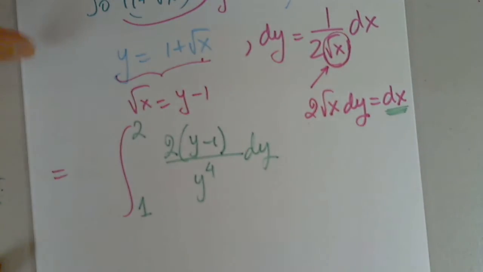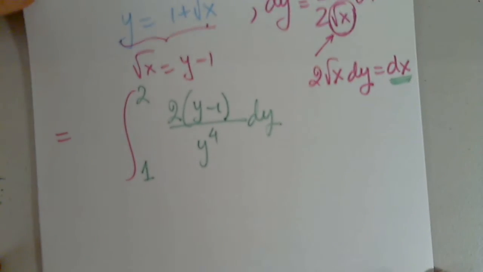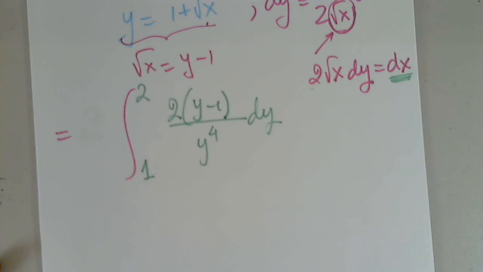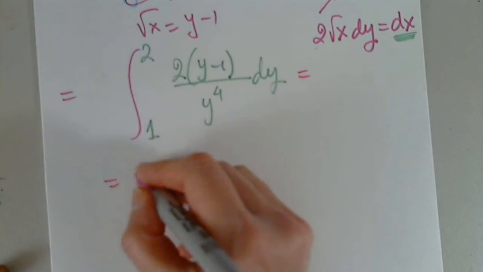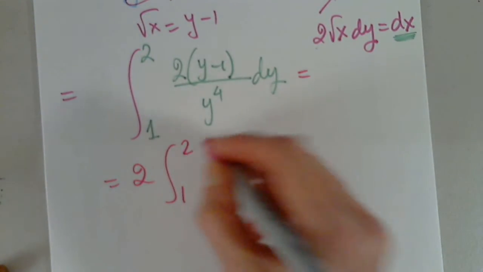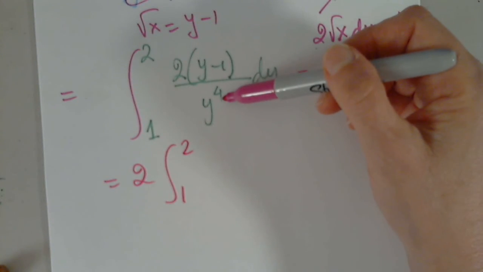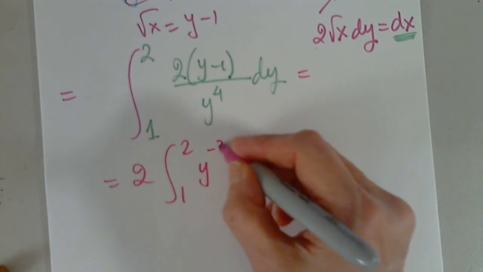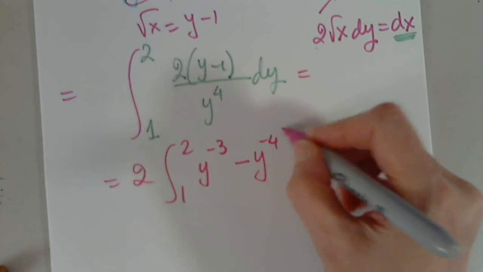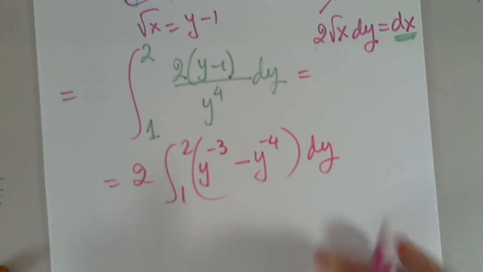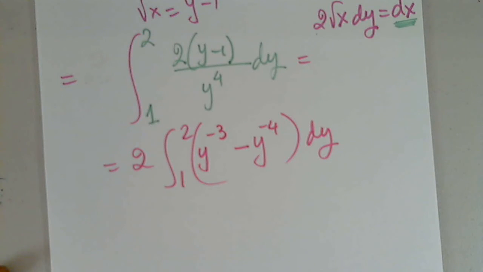I'm not changing the rules on you. When it appears to be slightly more complex, it's better and safer to solve for dx. So we'll take the 2 outside, the integral from 1 to 2. I have y over y to the 4th, which is y to negative 3, minus 1 over y to the 4th, which is y to negative 4, dy. I did this because it's easier to integrate.